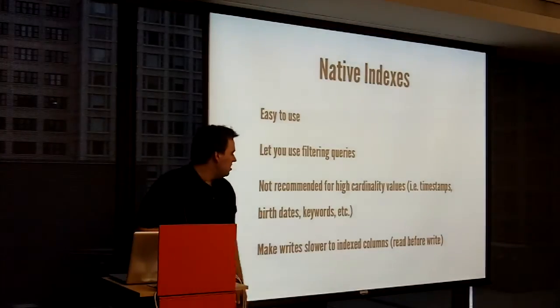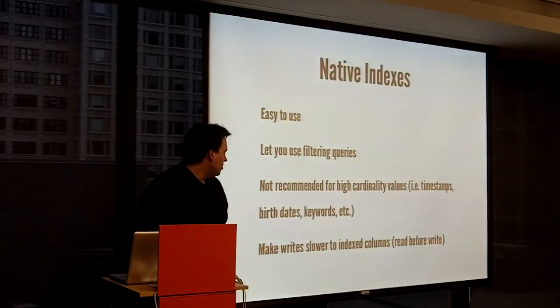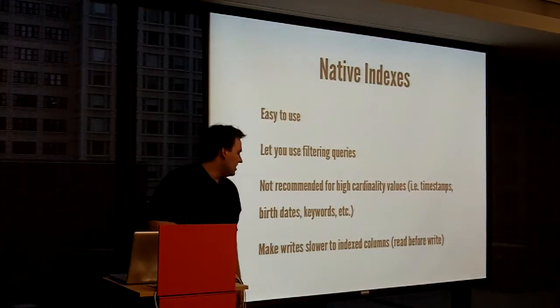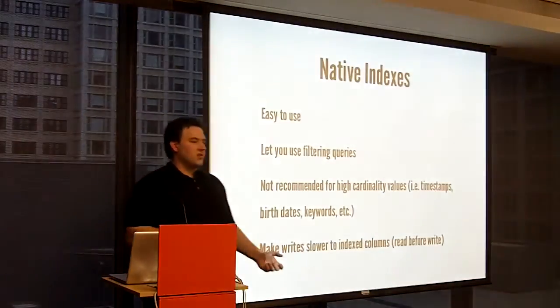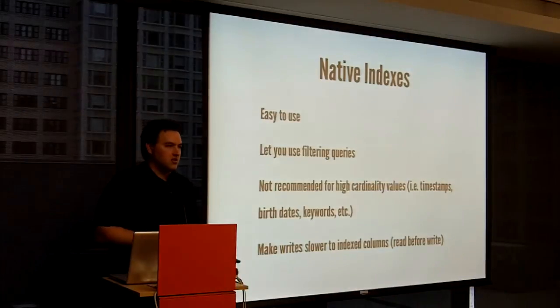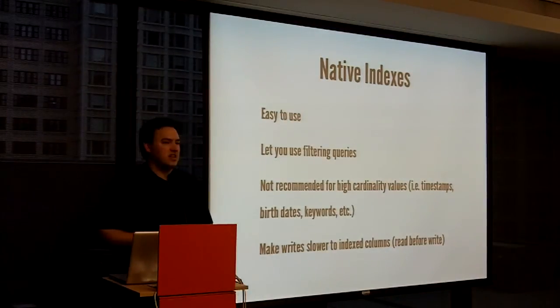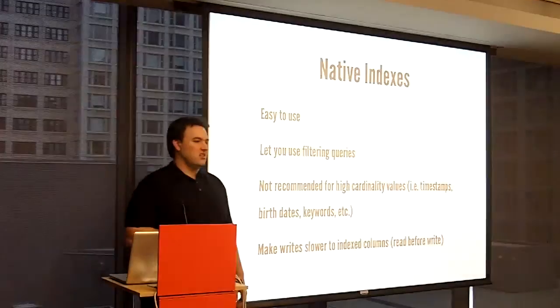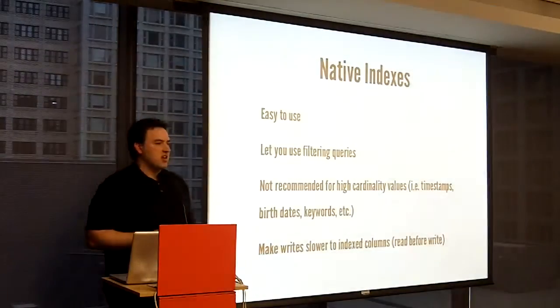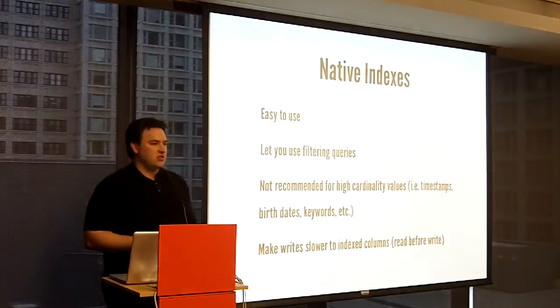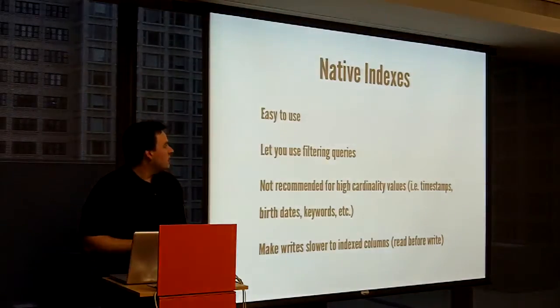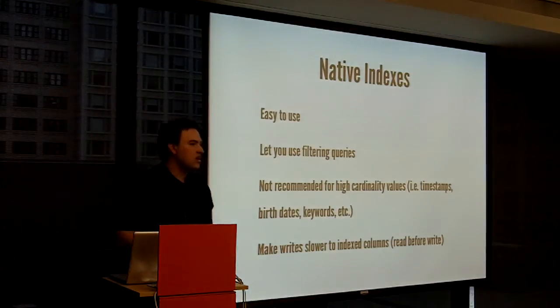And then also, if you use the built-in indexes, it makes your writes slower, because for every write, the server has to do a read before write to check if it has to remove something from the index when it inserts the new thing into the index. Whereas a normal write just purely goes to a commit log and returns, so it doesn't have to do any kind of reading for a normal write. So it's not recommended for high cardinality values.